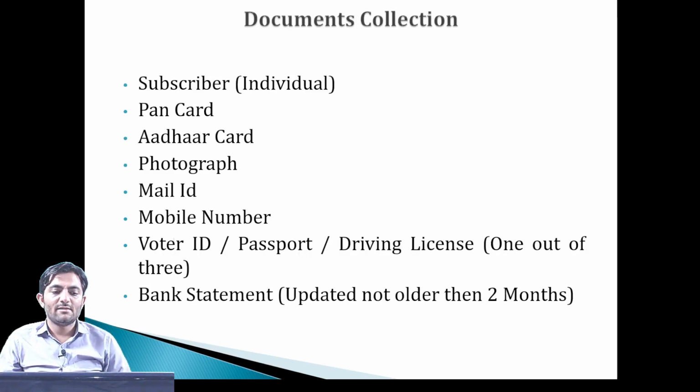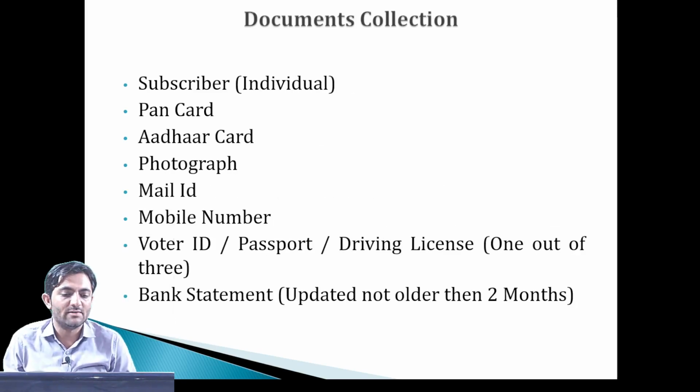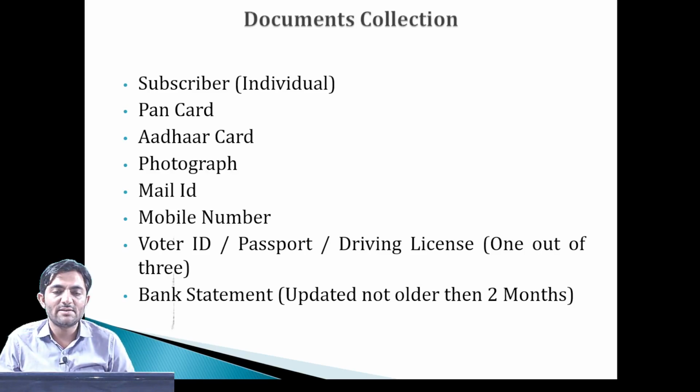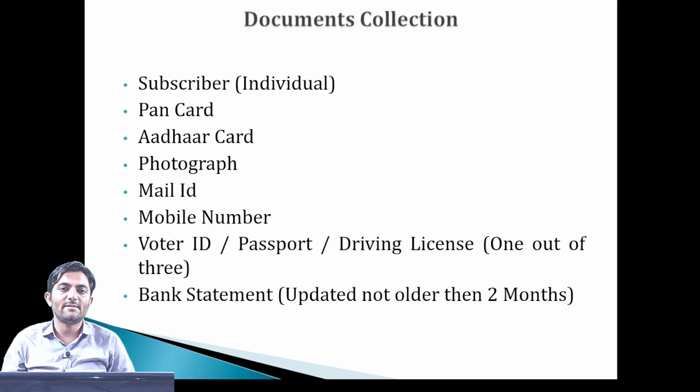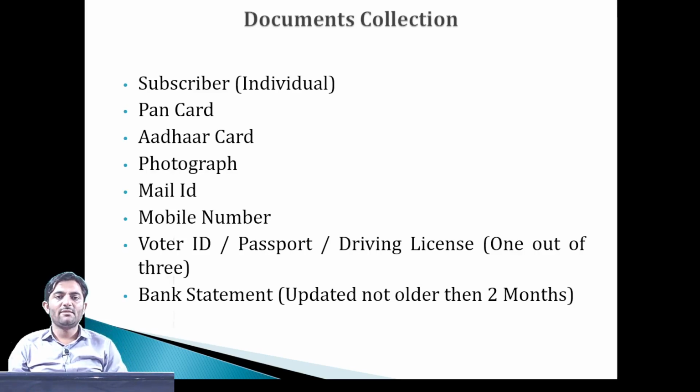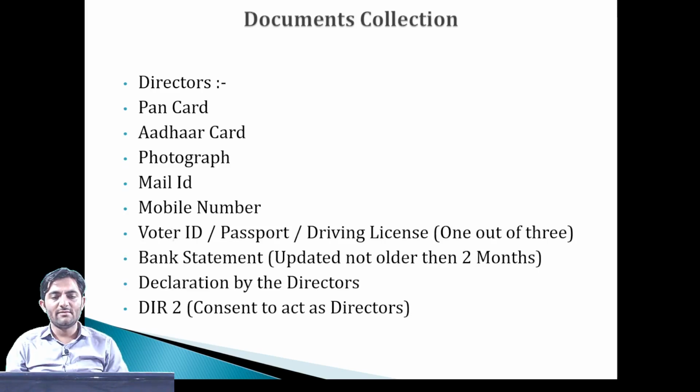Next, coming to the subscriber part. A subscriber can be an individual or a body corporate. First of all, we are taking the point of individual. In case Mr. A, being an individual, is ready to act as a subscriber in a public company, then what are the documents required in case of an individual subscriber? First of all, we need a PAN card. Next, Aadhaar card, photograph, mail ID, mobile number. These things are similar to a director.